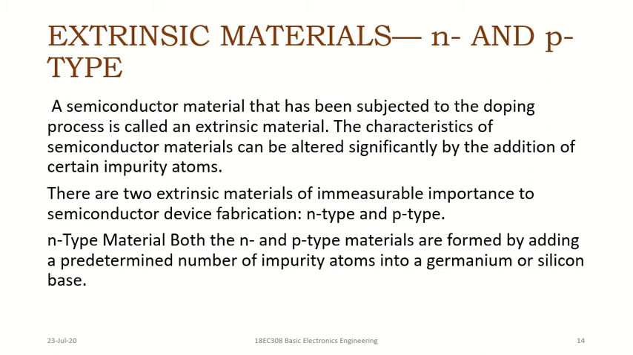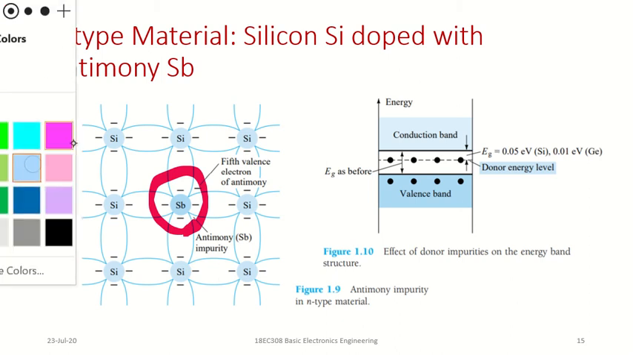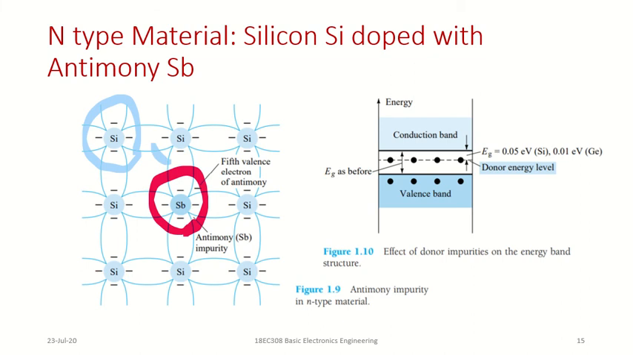Extrinsic semiconductors are of two types, N-type and P-type, based on the impurity we are adding. Let us start with the N-type semiconductor. Here, the example given is silicon doped with antimony. Antimony is indicated by the symbol Sb. This is your antimony, and these are the silicons.